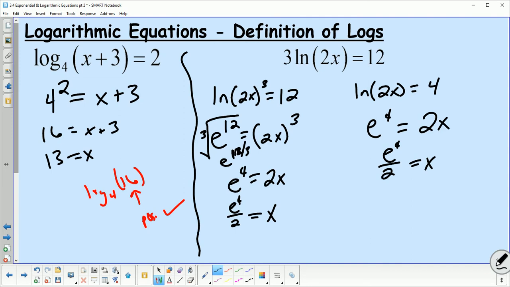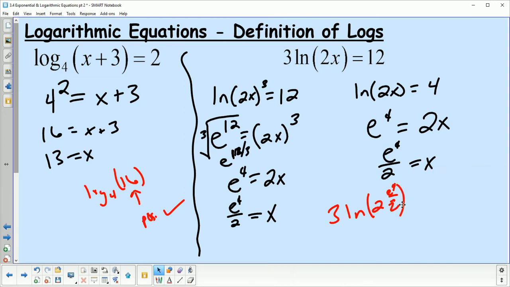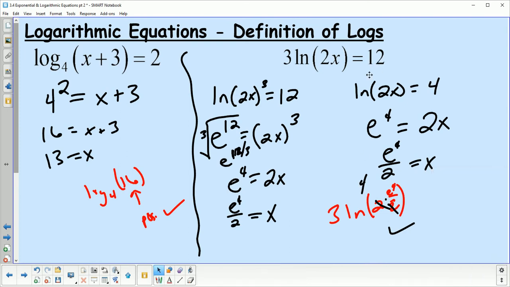So if we check this, if we plug this back in, we would have 3 ln of 2 times e to the 4th over 2. And since there's no negative signs in here, these are all going to be positive numbers. So we're okay. The 2's would cancel out, and the ln of e to the 4th is 4. And so 3 times 4 would give us 12, and it all works out.